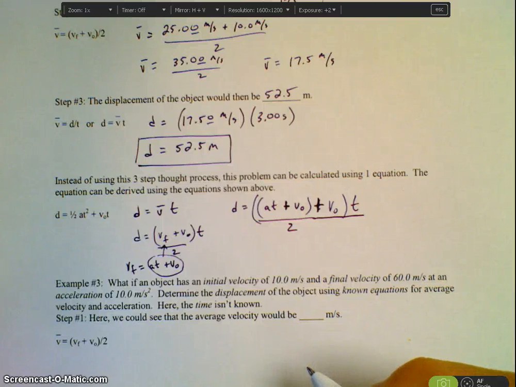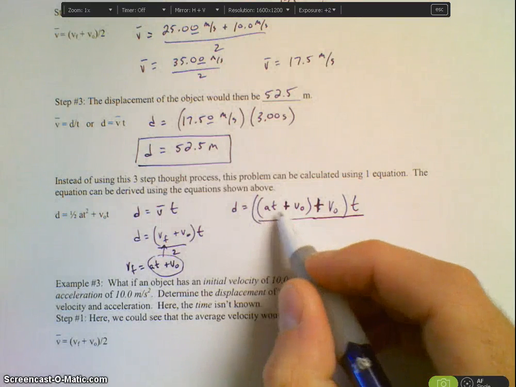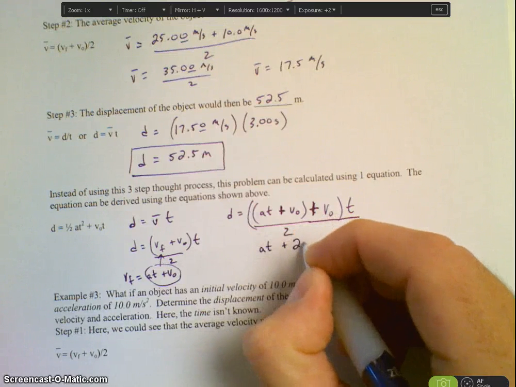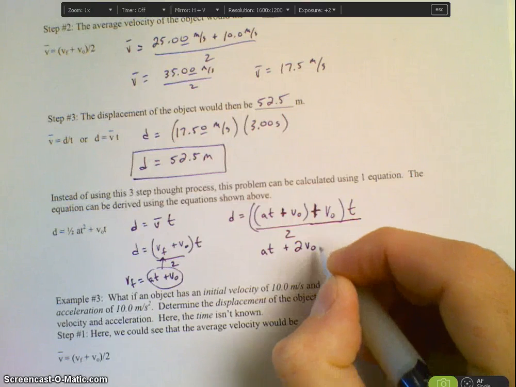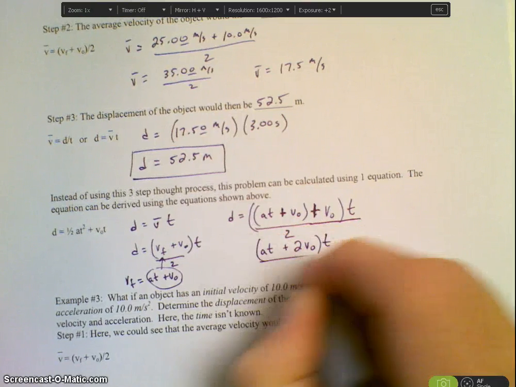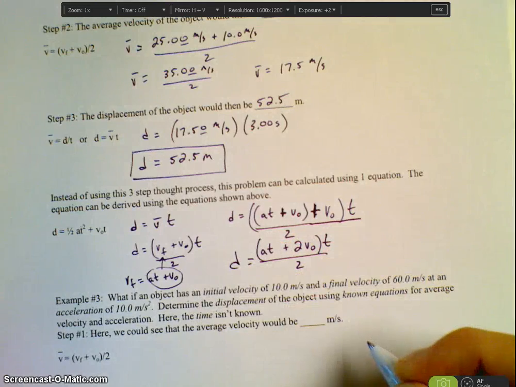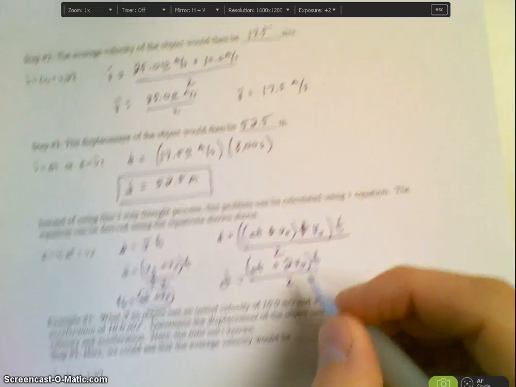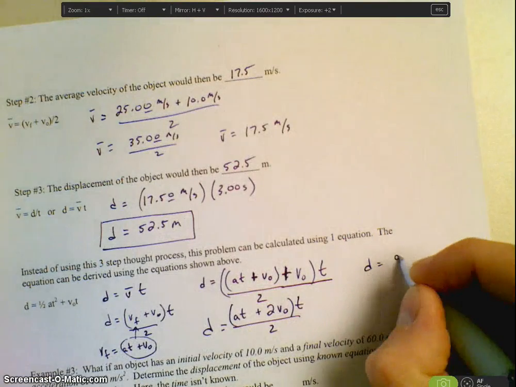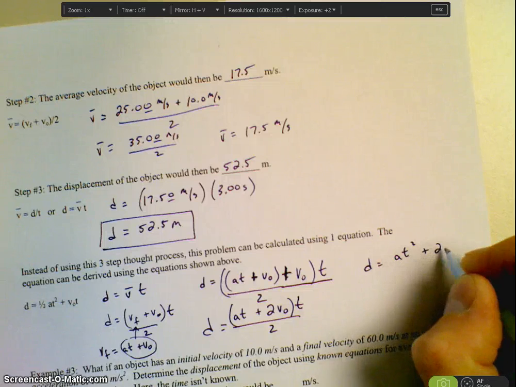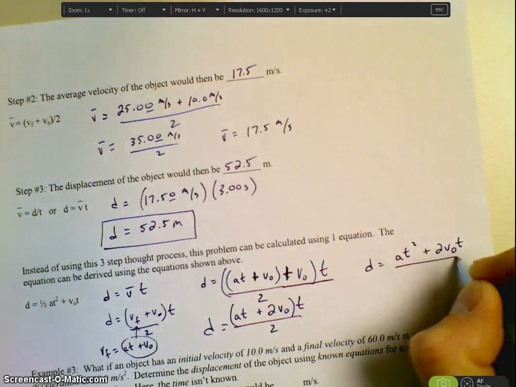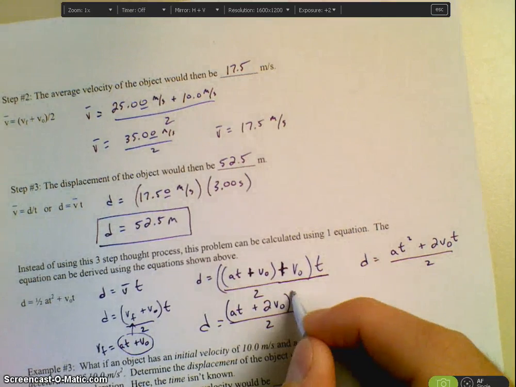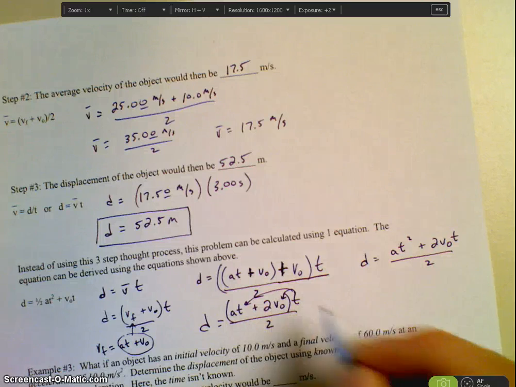Okay? Now let's simplify. What is AT plus V naught plus V naught? That looks to me like AT plus 2 V naught. Again, that's times T all over 2. Let's simplify even more. Let's multiply the T throughout. So now we have D is equal to AT squared plus 2 V naught T all over 2. So all I did is I distributed the T to there and to there.